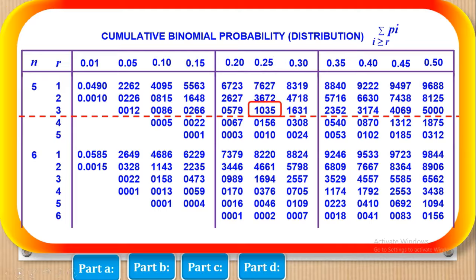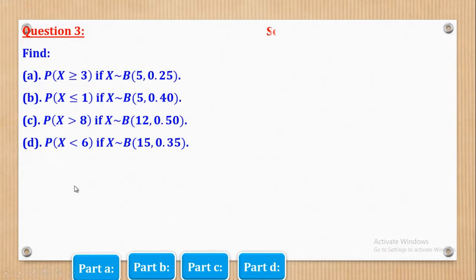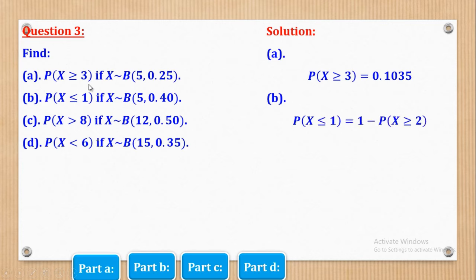So we state that for part A, the probability is 0.1035. Then when you go to part B, the one with the probability of x less than or equal to 1, this one is not in the form of greater than or equal to, so the first thing to do is to express it in that form, as we already saw in the previous slide. So in this case, r is 2 and n is 5, p is 0.4.